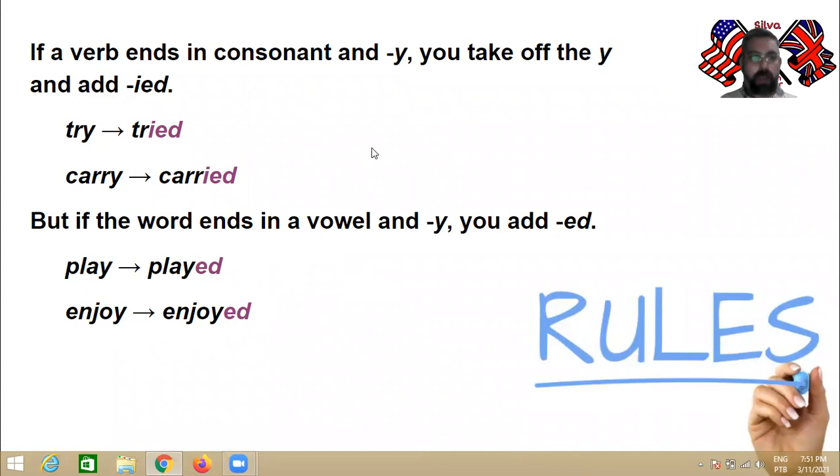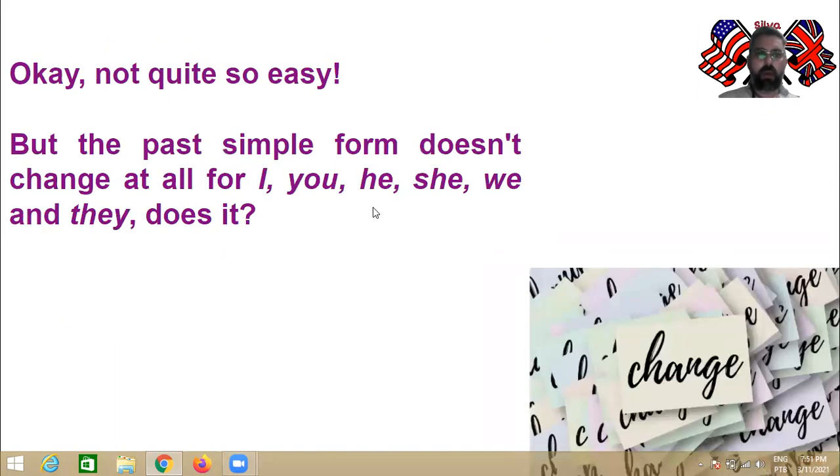Okay, now I'm pretty sure that at this point you guys are thinking, okay, not quite so easy, right? And there's more coming, right, teacher? I know that when we learned present simple, when it's he, she, or it, we add the s, but only in the affirmative form. Negative and question go back to the original form because you're using do or does.